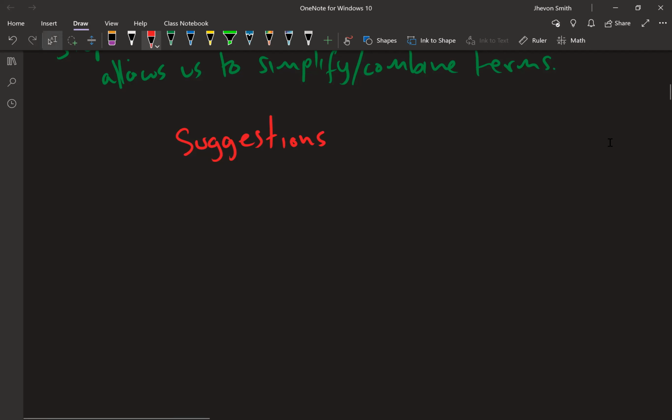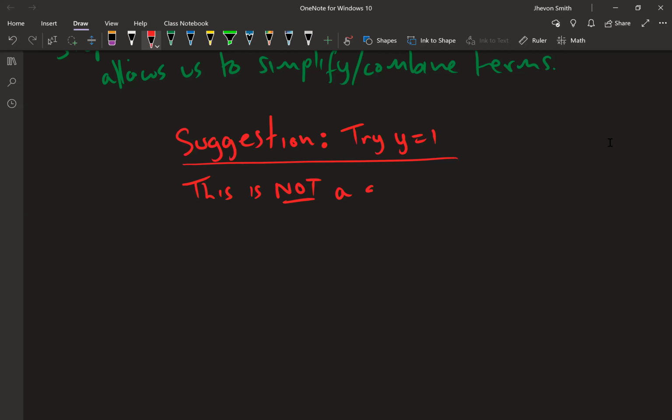Okay, so a suggestion. Try y equals 1. Now, this is not a good path, but you need to know why, so that when you're trying your own paths, you'll know what makes a good path. It's not a good path. Why? Well, remember what we're approaching. We want to approach the origin.